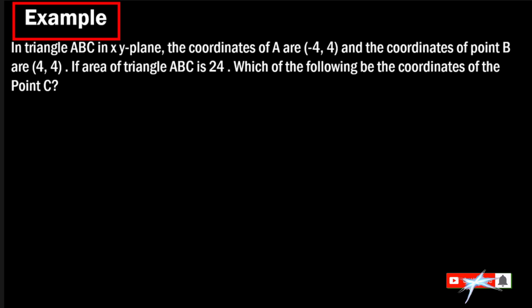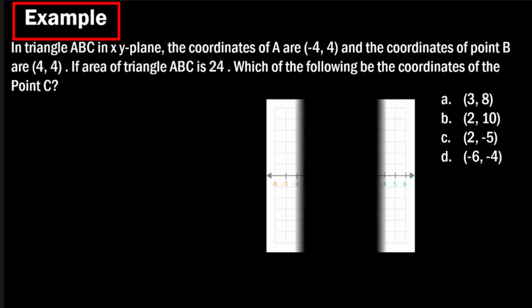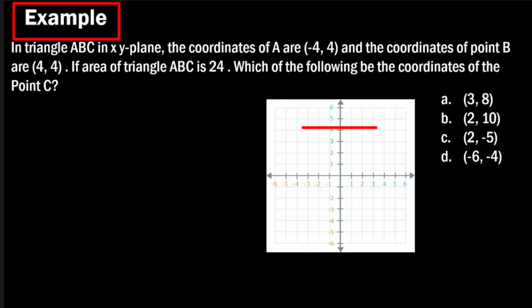We have here a triangle ABC in the xy plane. The coordinates of A are (negative 4, 4), and the coordinates of B are (4, 4). If the area of the triangle is 24, which of the following could be the coordinates of the point C? We can draw A and B on the grid here. A is (negative 4, 4), and B is (4, 4). Now we can deduce the distance between A and B.